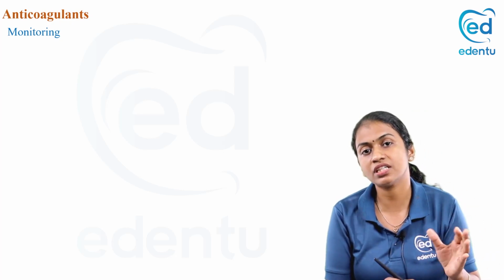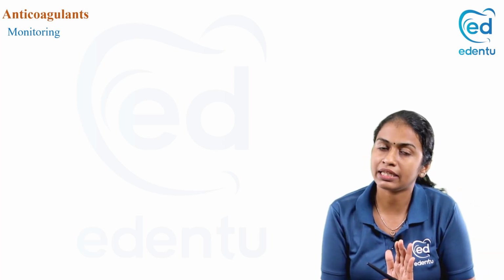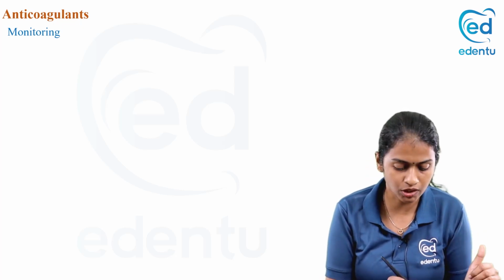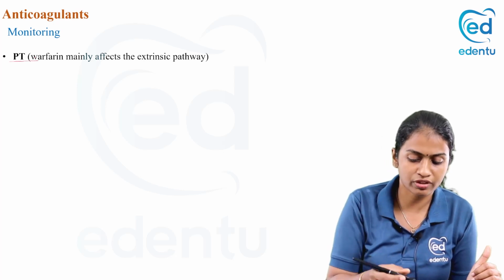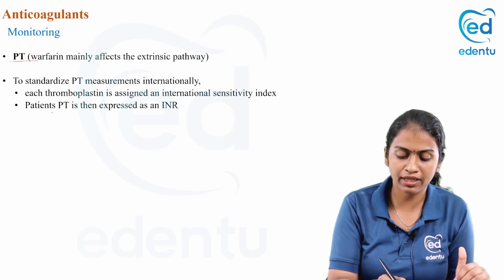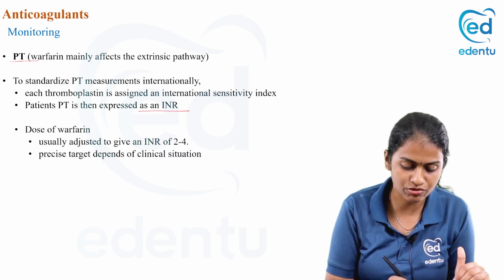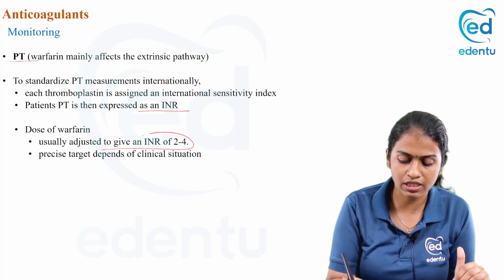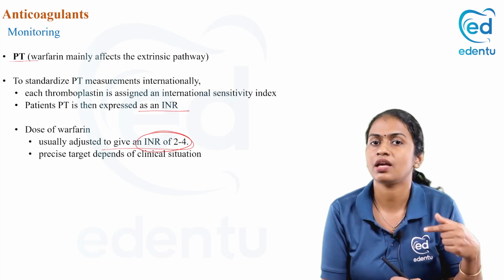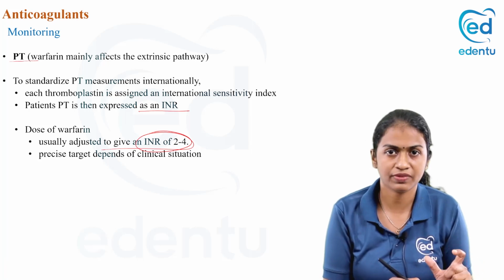Now, warfarin mainly affects the extrinsic pathway, that is activation of factor 7. So, we mainly monitor it by PT, and for a standardized value, we monitor the PT-INR values. Because warfarin mainly affects the extrinsic pathway, to standardize the PT measurement internationally, we compare it with an international sensitivity index, which is expressed as the international normalized ratio. So usually we adjust the dose to give an INR of 2 to 4. Okay. And based on different clinical situations, like if the patient is having atrial fibrillation or a prosthetic valve, the INR value differs. Clear?